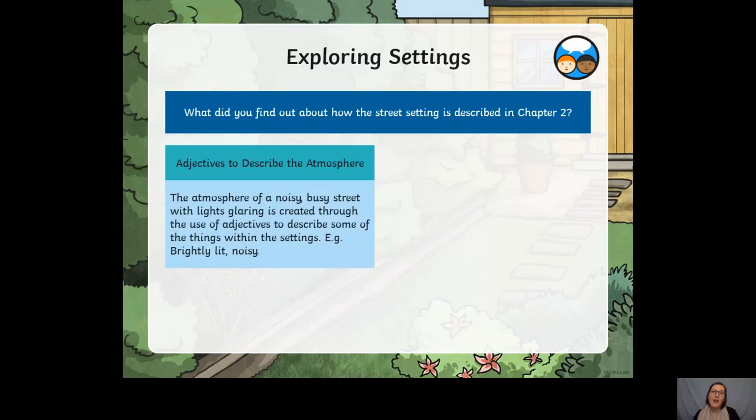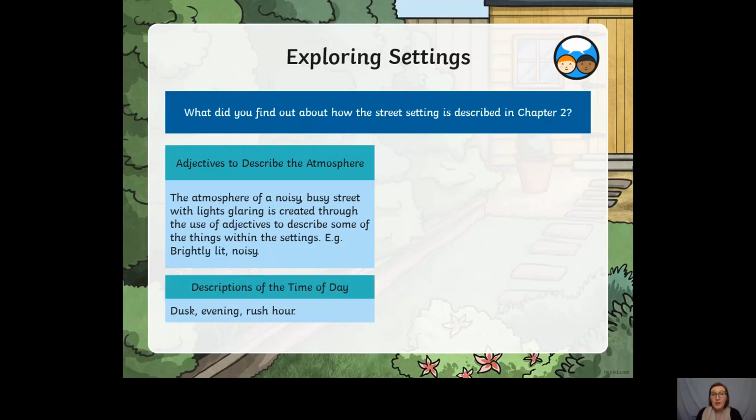Now let's have a look at the adjectives to describe the atmosphere, so how it was feeling. The atmosphere of a noisy, busy street with lights glaring is created through the adjectives to describe some of the things within the setting. For example, brightly lit and noisy.